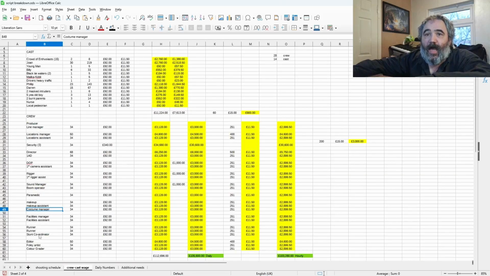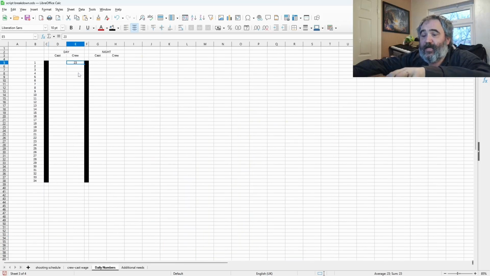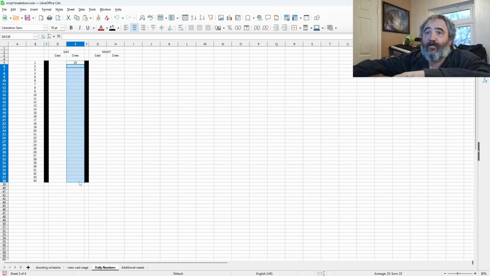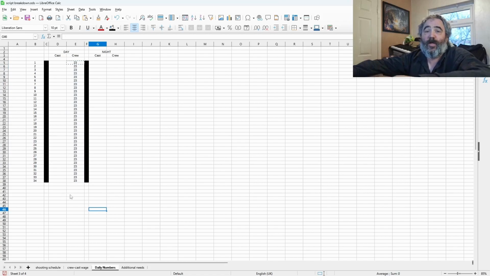Okay, now the stunt coordinator is going to be on site, but he's not going to be used as much. So I'll work out the exact day he's not going to be on site. But everybody else is going to be on site for the entire schedule. So we can take that number and multiply that all the way through, because we know there's going to be 23 crew every day.